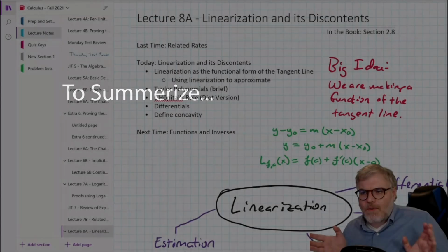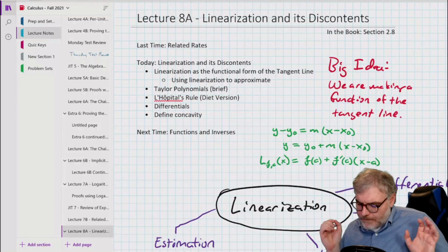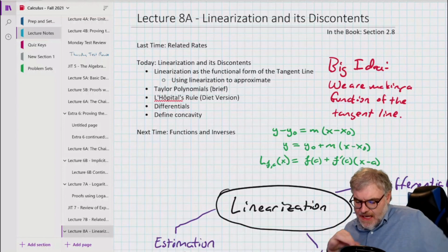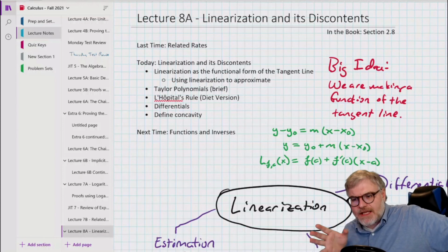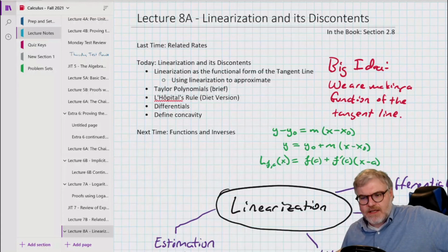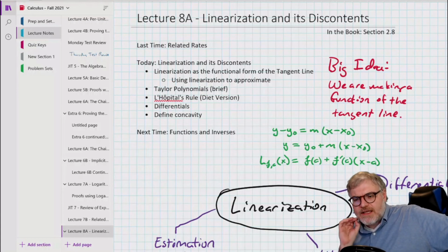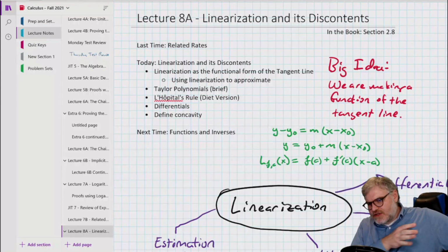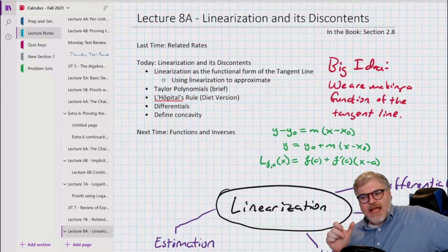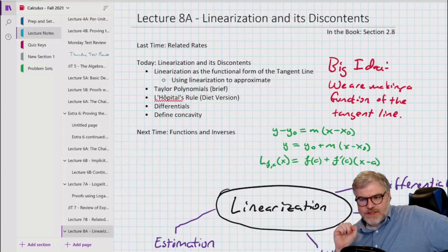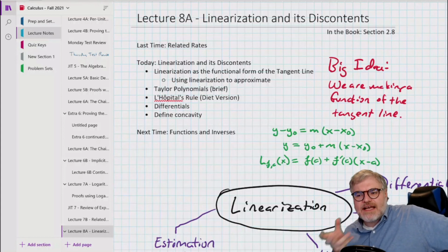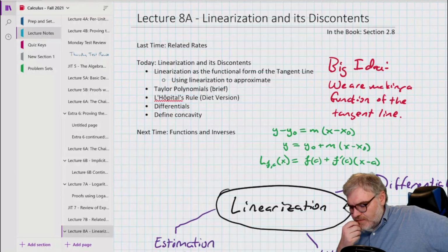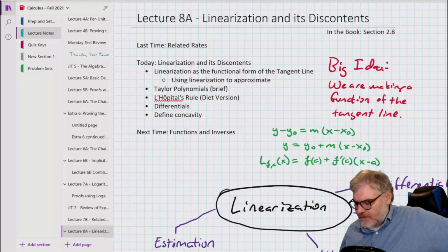Okay, just to review what we went over, we talked about linearization as the functional form of the tangent line. We used it to approximate some things. We did Taylor polynomials briefly, L'Hôpital's Rule, the diet version. We're going to do more of L'Hôpital's Rule later on in the class. We talked about differentials and this idea that I could just differentiate everything using the chain rule and then solve for the ratio of the differentials. And then we defined concavity. So next time what we're going to talk about is functions and inverses.